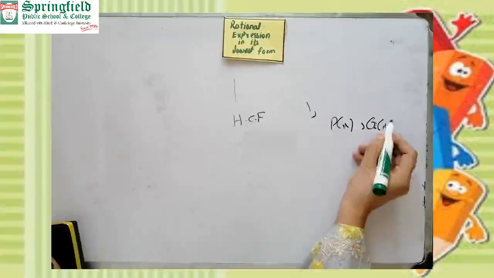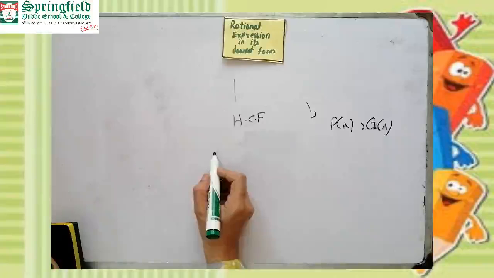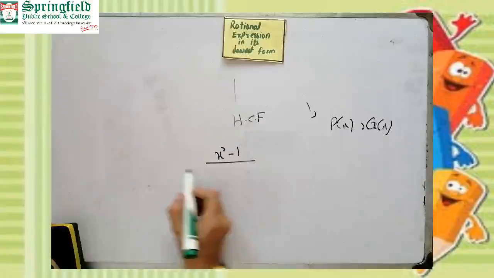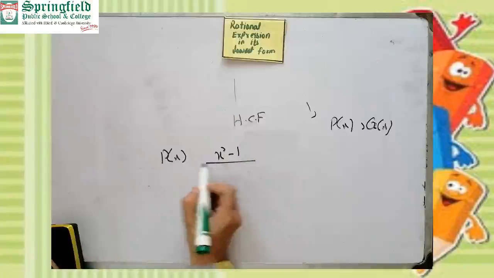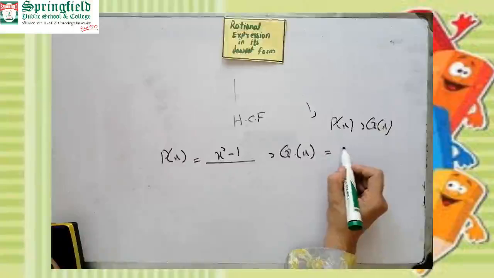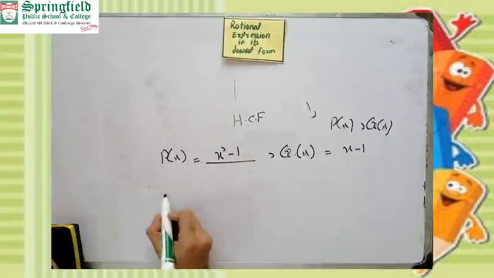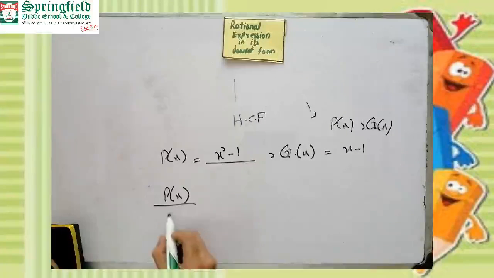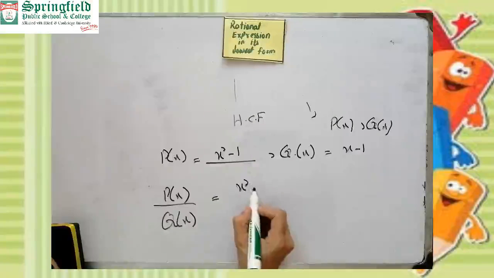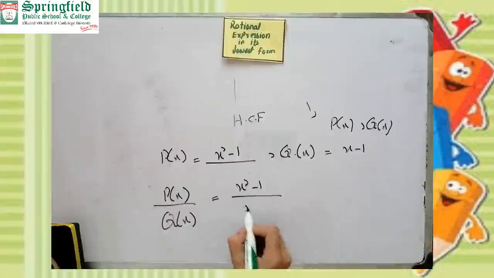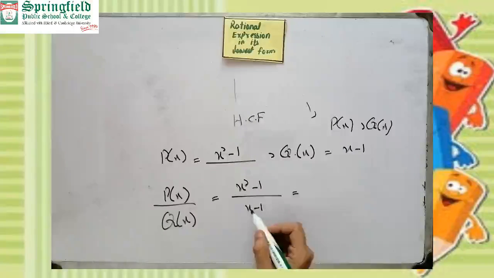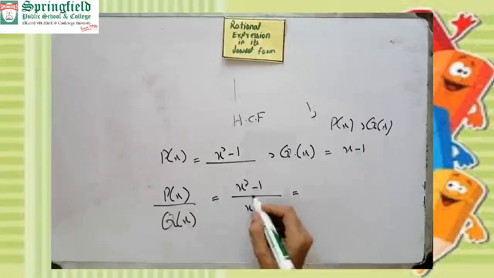Fine. Let there are two expressions. The first one is x square minus 1, this is p of x, and q of x is x minus 1. So how we can simplify? First we will write in rational form, x square minus 1 divided by x minus 1. So how we can find the lowest term of this rational expression?